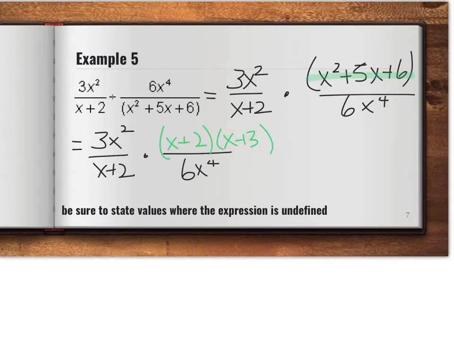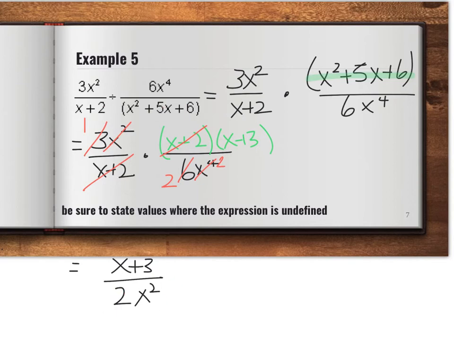Divide out common factors on the top and bottom, so 3 goes into itself once and into 6 twice. x squared, 2 of these cancel with 2 of these, so I'm left with an x squared on the bottom. And then this x plus 2 and this x plus 2 cancel. I'm going to rewrite the whole thing. So after the canceling, I rewrite it as x plus 3 from the top over 2x squared on the bottom.